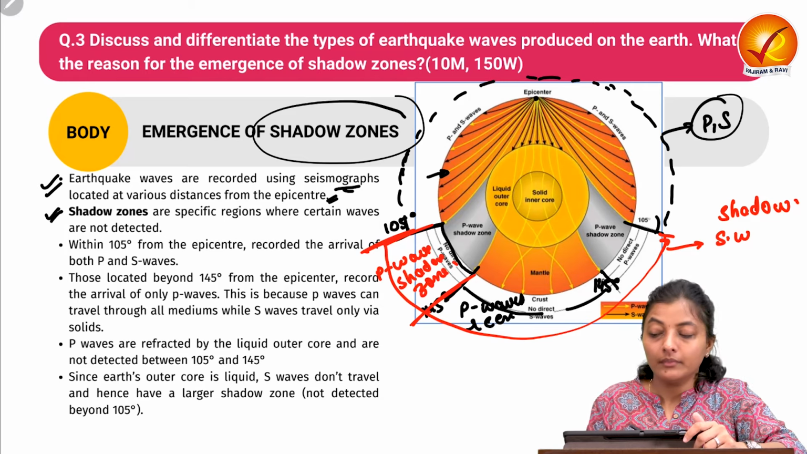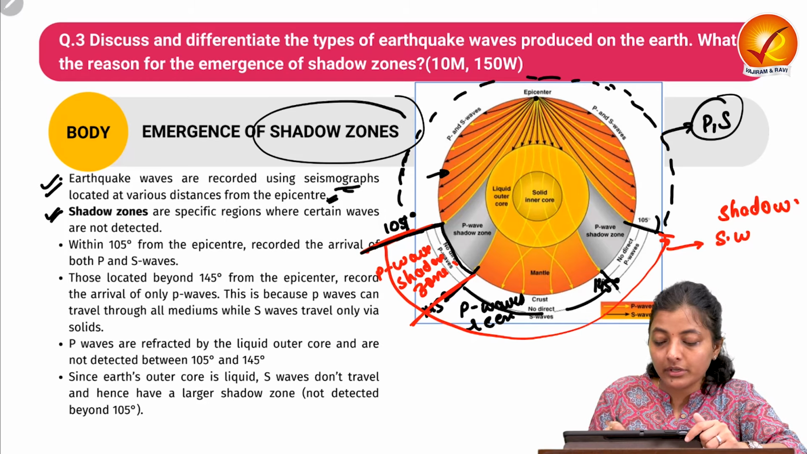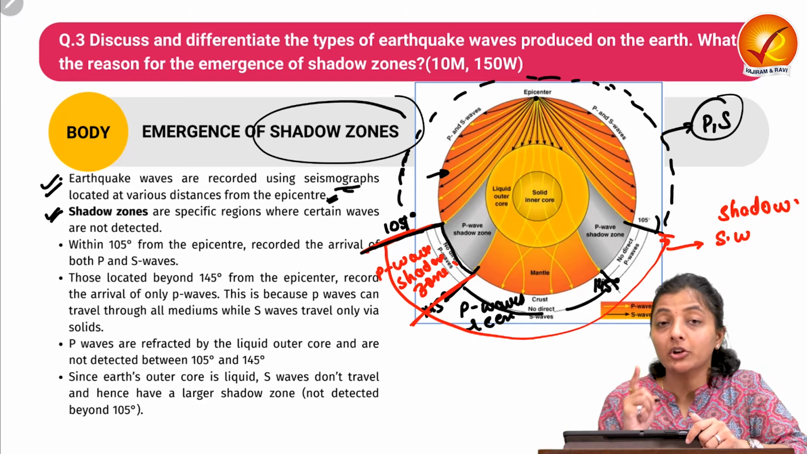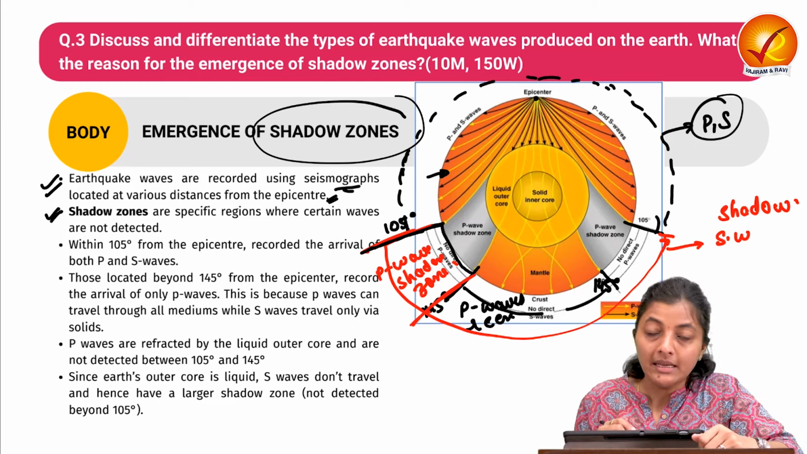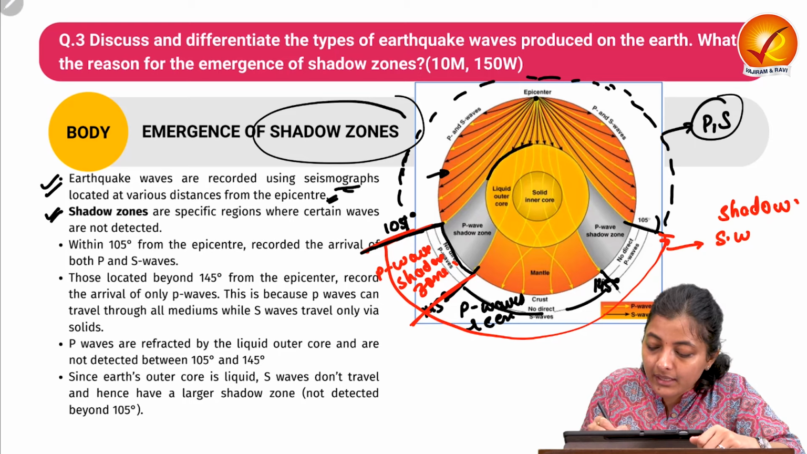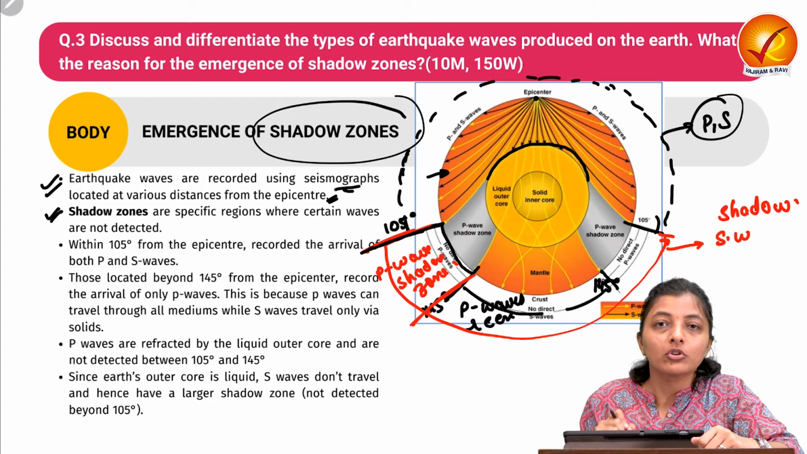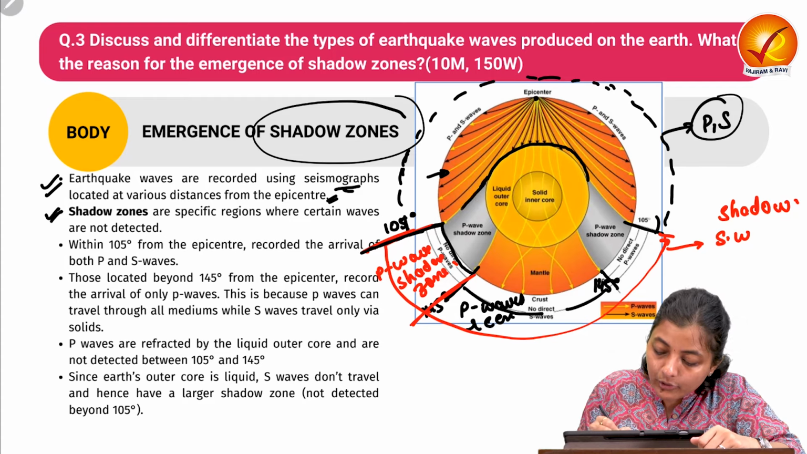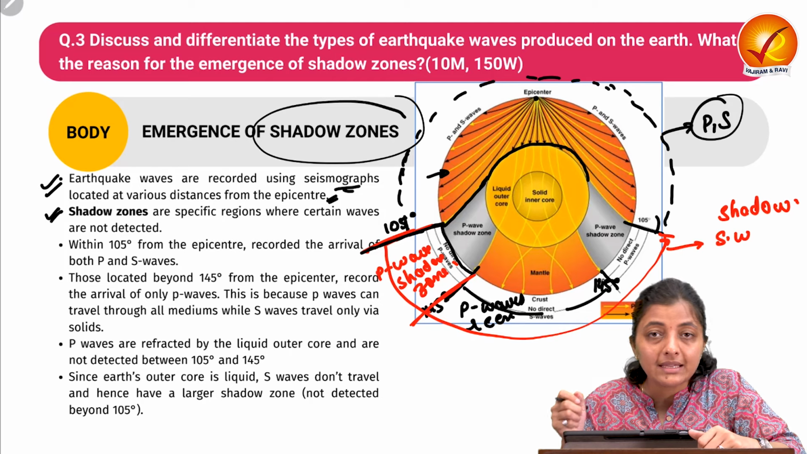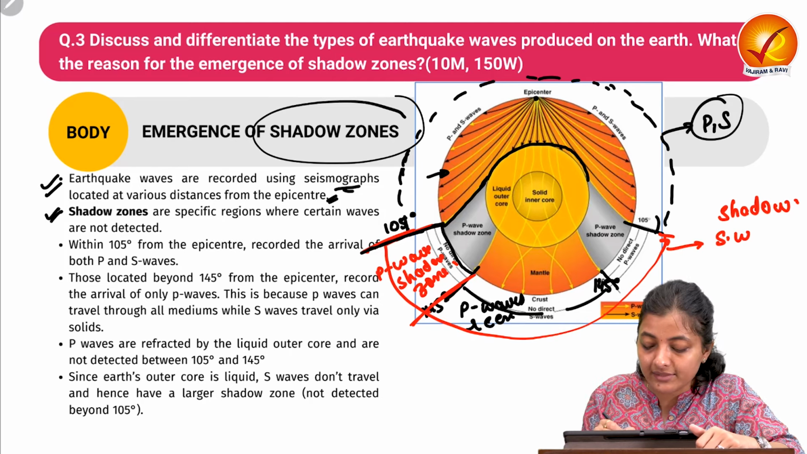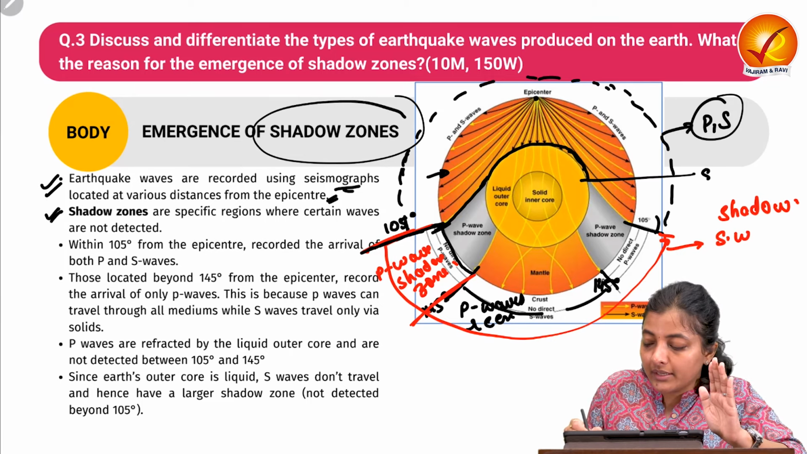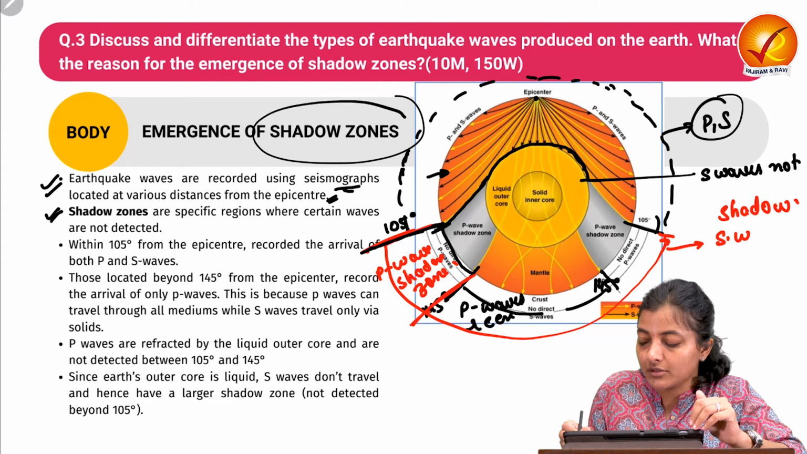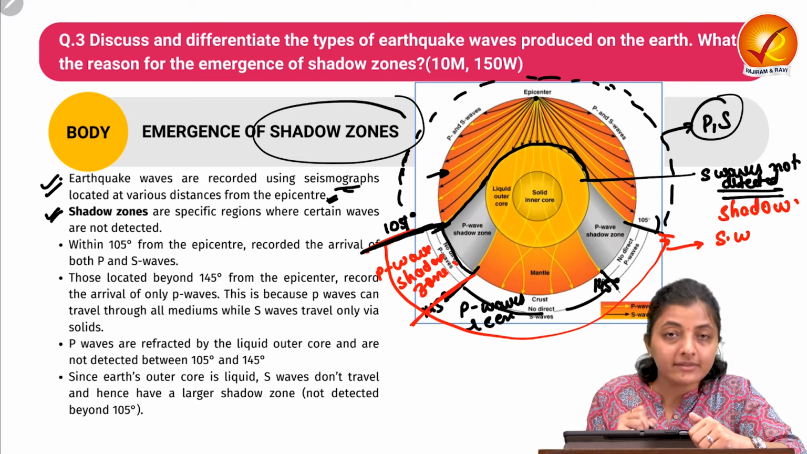Now, why are S waves not detected after 105 degrees? Because we have seen that S waves do not travel except through solid materials. It means something inside the earth has been encountered that is not solid. It means we get to know that it can be gas or it can be liquid. So that is why after 105 the S wave was not detected. So this is the S wave shadow zone.